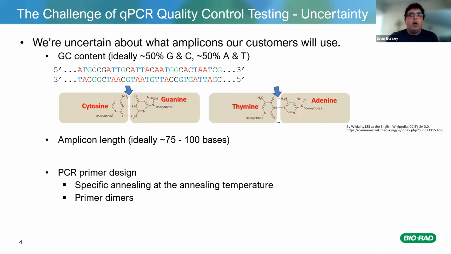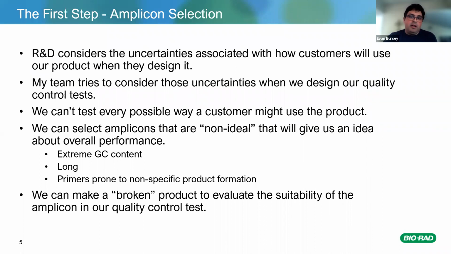So when R&D designs a product, they really try to consider all of those uncertainties. How's a customer going to use it? What sort of amplicons might they throw at this particular product? And they design around that. When my team develops the quality control tests, we also try to consider those uncertainties. We think about that when we're designing the test, but the truth of the matter is there's no way that we could test for every possible customer application, right? All the applications, all the amplicons and so on and so forth, you don't have enough time to do anything like that.